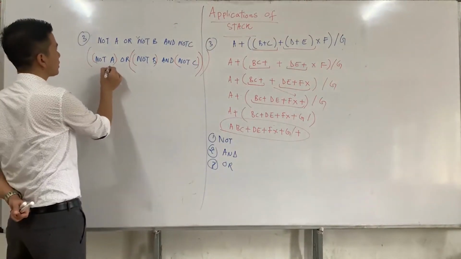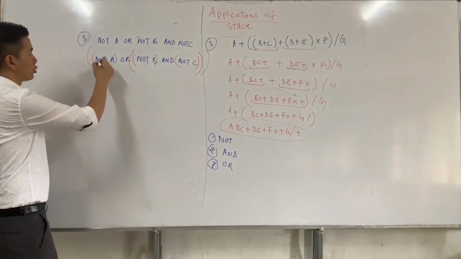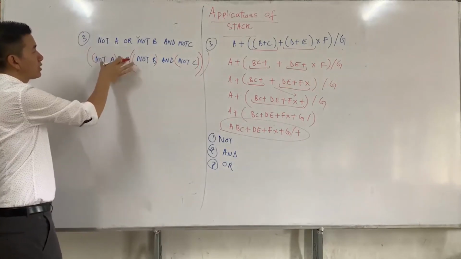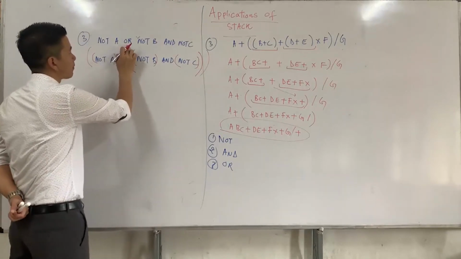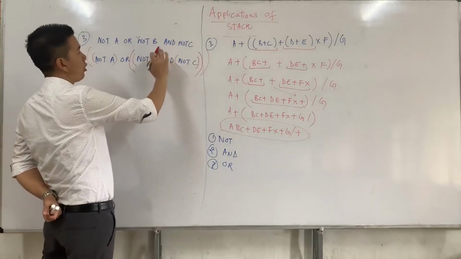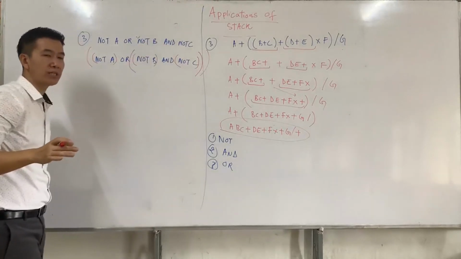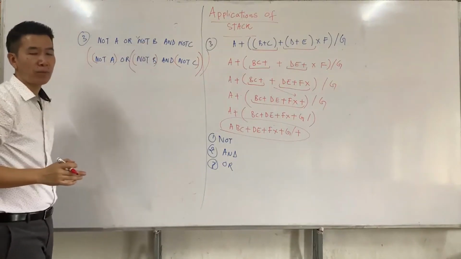So these are the innermost braces. Again, this is an example of infix. You have the operator in between the operands. But since not is a unary operator, it needs only one operand.